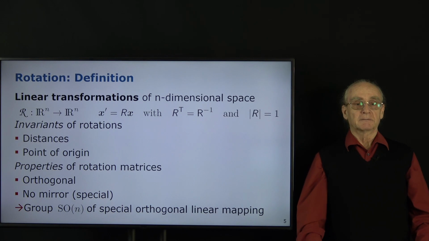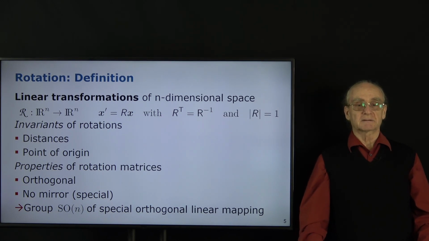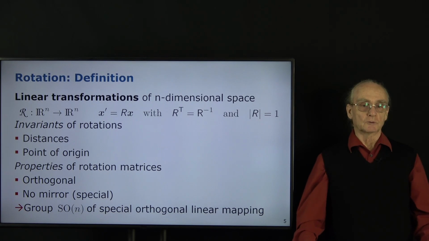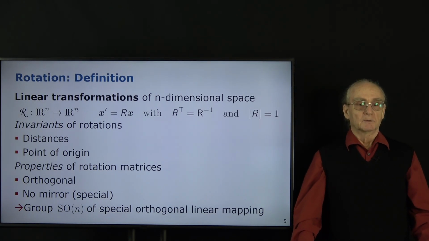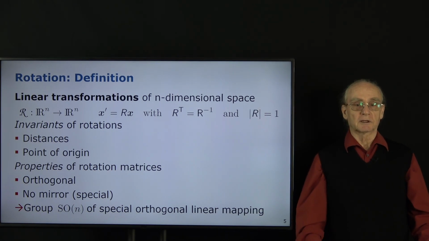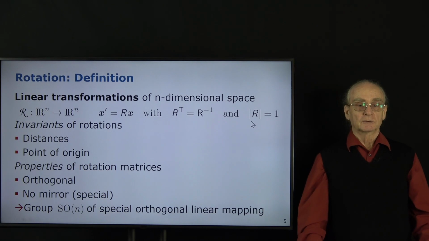So generally we have a definition which we already discussed in the context of groups last time. Rotations are linear transformations in n-dimensional space which have to fulfill two constraints. First, they need to be orthogonal. That means the transposed is identical to the inverse, and they have to have determinant 1, which excludes mirroring. You could also say rotations are all those linear transformations which preserve distances between points and one point, or especially the point of origin.